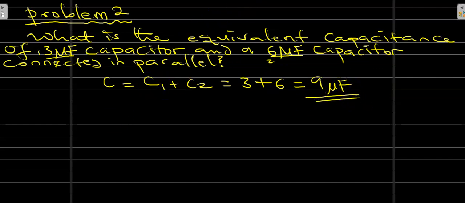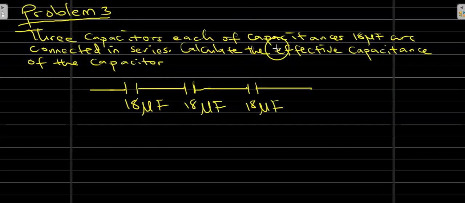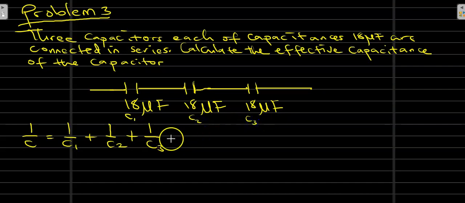Now we'll move to the next question. We have 3 capacitors, each of capacitance 18 microfarad, connected in series. Calculate the effective capacitance of the capacitors. In this case, we will use the formula 1 over C equals 1 over C1 plus 1 over C2 plus 1 over C3. Here C1, C2 and C3 are each 18 microfarad. Therefore, this is going to be 1 over 18 plus 1 over 18 plus 1 over 18.